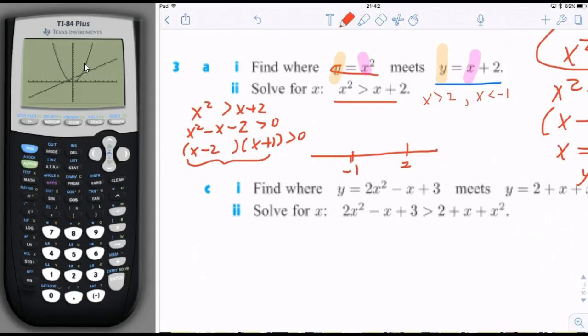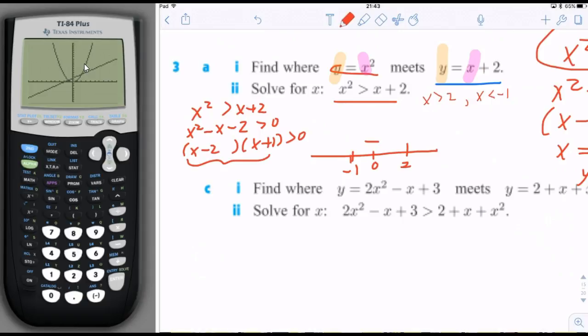Okay? What about the interval between negative 1 and 2? I'm going to pick one very convenient point between these two values, which is 0, and put 0 in here. I get 0 minus 2 is negative 2, 0 plus 1 is 1, negative 2 times 1 is negative 2. So basically all the values between negative 1 and 2 are negative values.